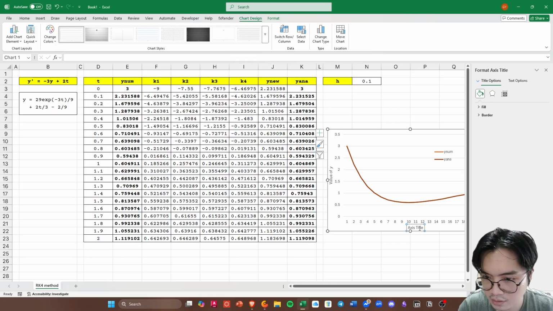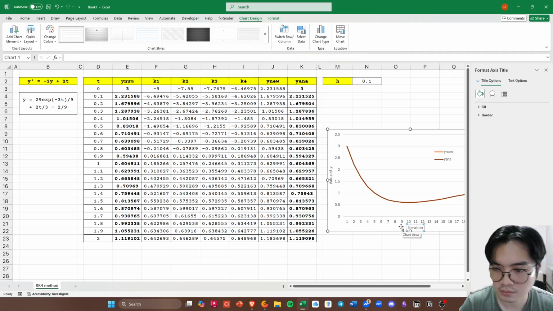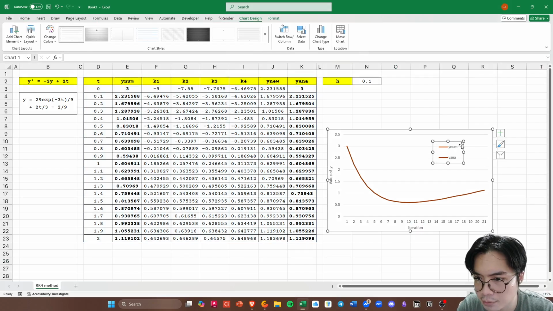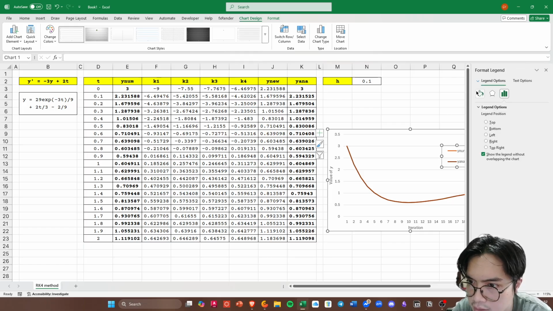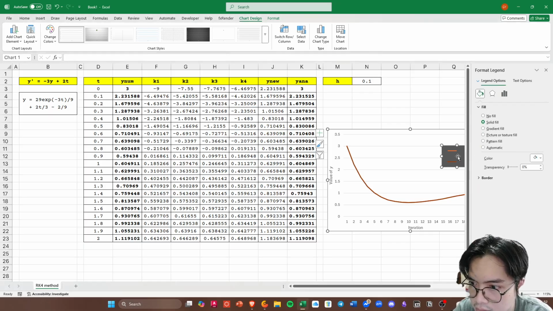And then, this is iteration. Okay. Now, let's make this really pop out. Let's make this pop. Let's have a background for this. Color white.